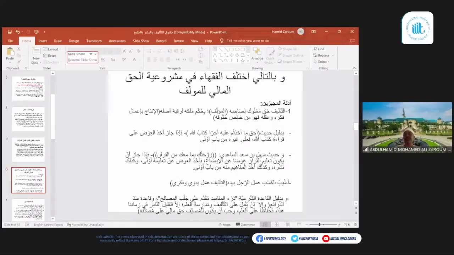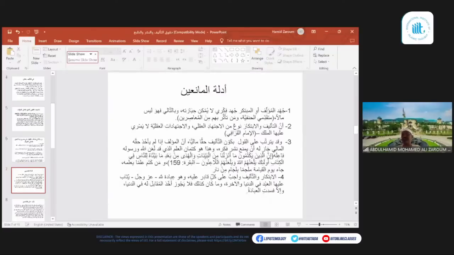Now, how are you going to survive if you have no sources of income? Your earning comes from here. So here it is allowed, isn't it?